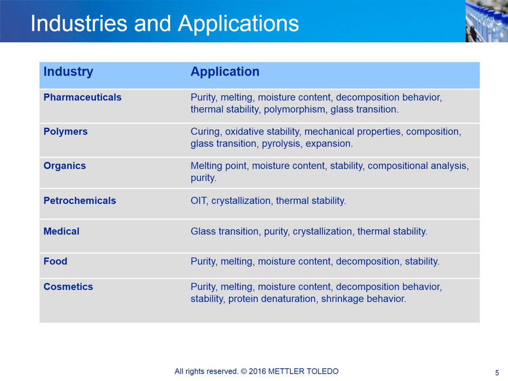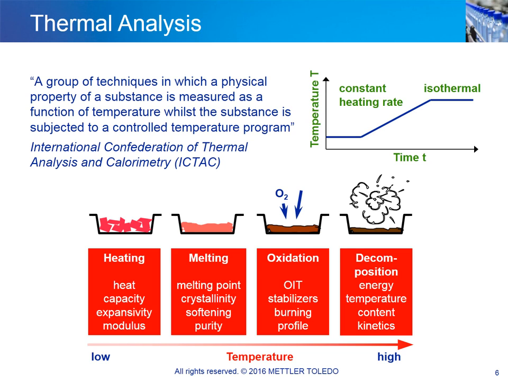Thermal analysis has many potential applications and is used in a wide range of industries. This slide presents an overview of the various industries and their applications. The table summarizes the most important industries and the different applications of thermal analysis in their fields. It shows that thermal analysis in quality control is mainly used to measure the purity, glass transition, melting point, thermal stability, and compositional analysis of materials. Especially important applications are polymorphism, moisture content, and oxidation-induction time determination. But let's start at the beginning.